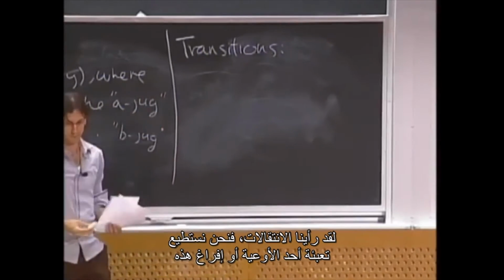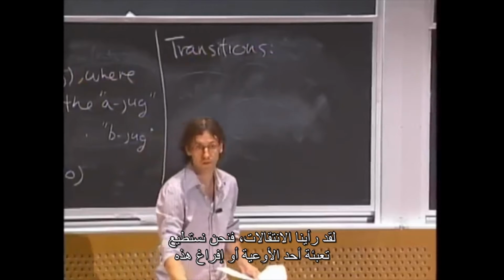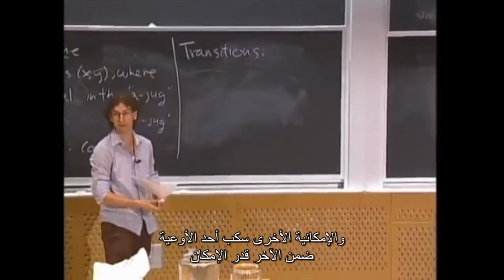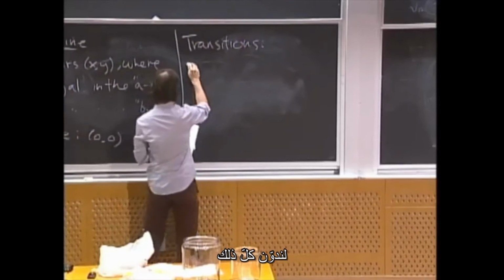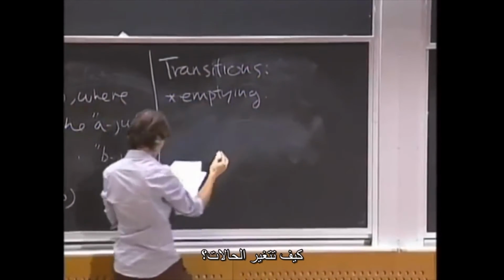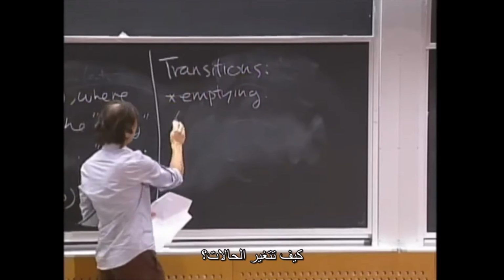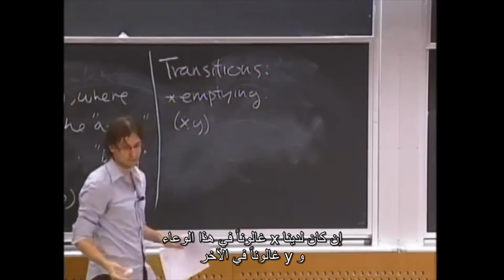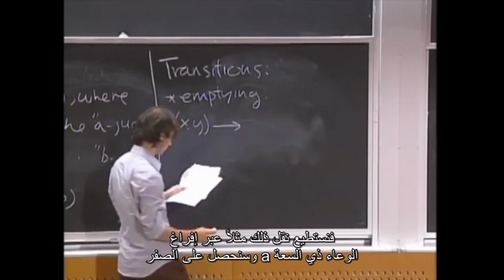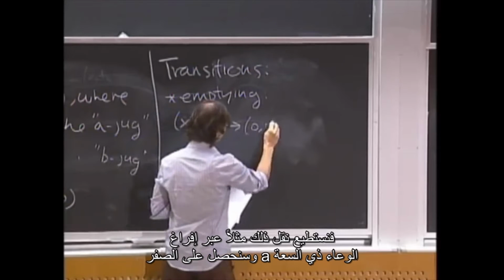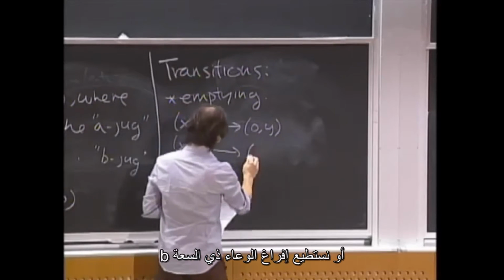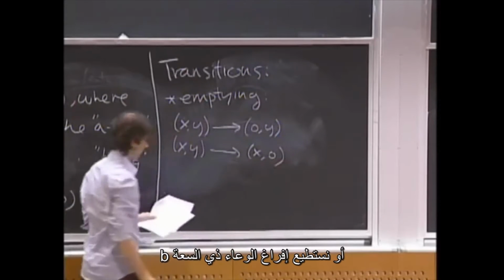The transitions are, as we have seen, right? We can just fill one of the jugs, we can empty those, and the other possibility is that we can pour one jug over into the other one as much as we can. So let's write all of those out. We can do emptying. Well, how does that change a state? If we have x gallons in this jug and y gallons in that one, we can transition this into, for example, emptying the A gallon jug. So we will have 0, y. Or we can empty the B jug.